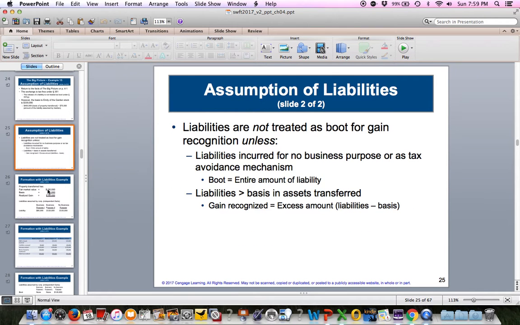Okay, so liabilities are not treated as boot for gain recognition unless, it always seems to be those unlesses, liabilities incurred for no business purpose or as a tax avoidance mechanism. Of course, then that would be a different story. Then the boot would be the entire amount of the liability. Liabilities greater than basis in the asset transferred, then there's a gain recognized, the excess amount of liability minus basis. So there is the unless here, which I think the IRS is just trying to say, let's try to make sure people aren't trying to hide taxes or avoid taxes by doing this.